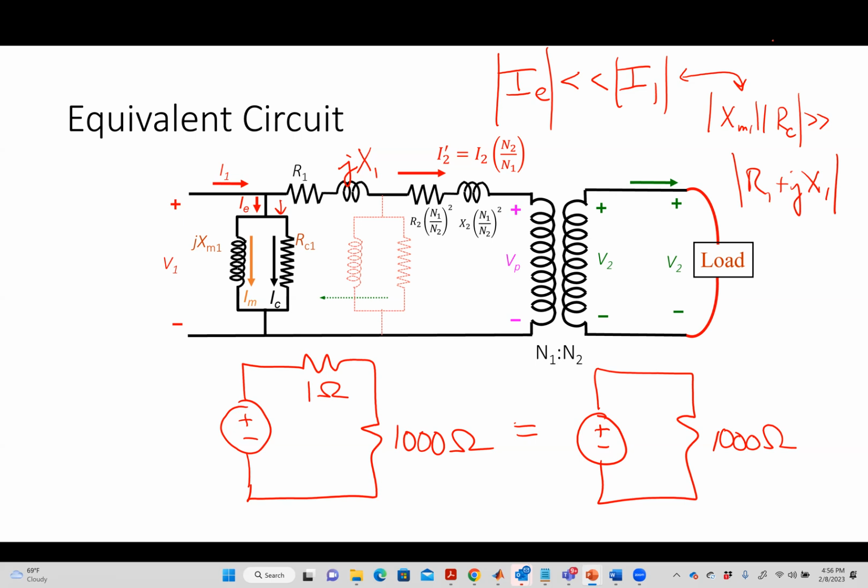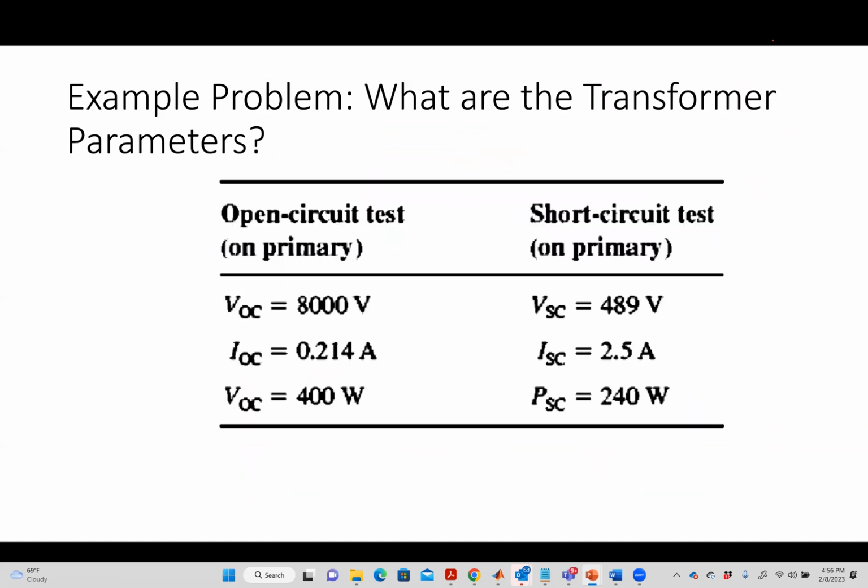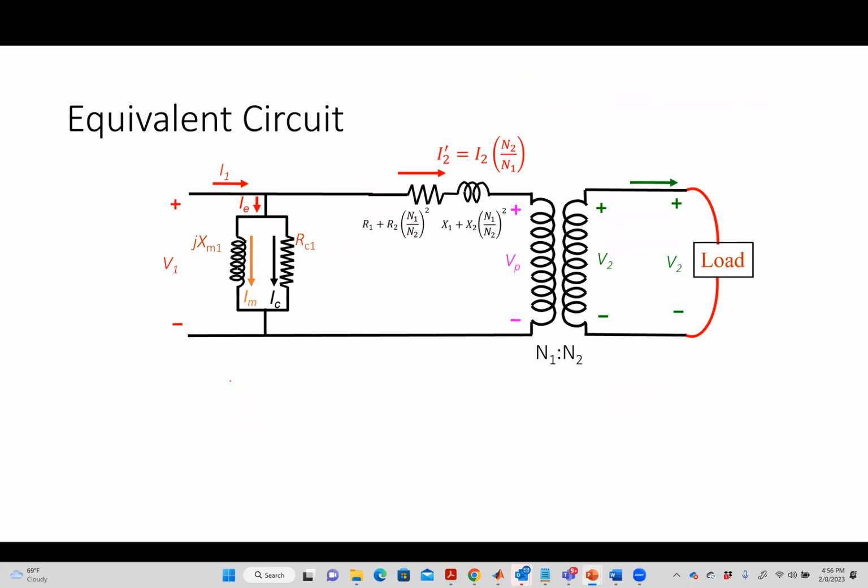All right, so here's what we're going to do. We're going to try to understand and develop that circuit model a little bit better. And this should not say VOC. I don't know where this came from. This should say POC.